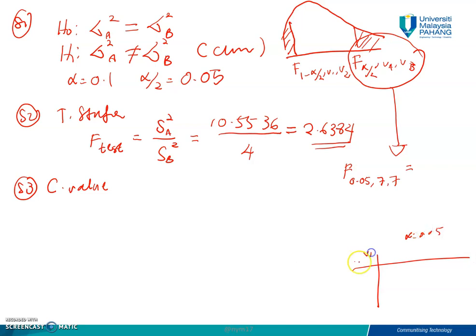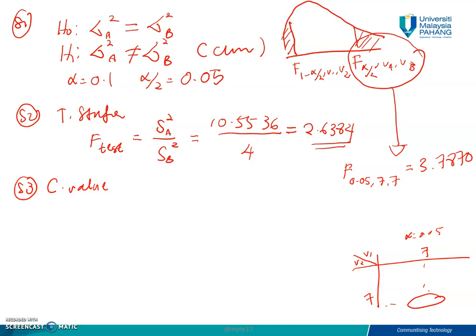So you have nu1, nu2, isn't it? Which one comes first? This one, 7. So look at 7 here, and then the second one, 7. This is the value that you want. So if I look at the table here, it will be 3.7870. Okay, so that is the right side.